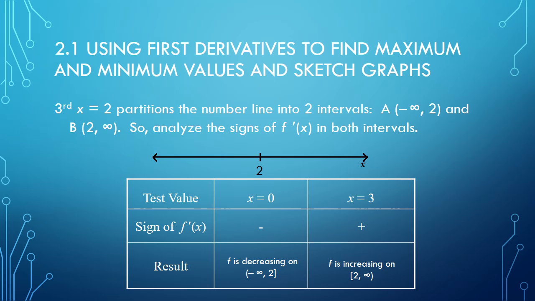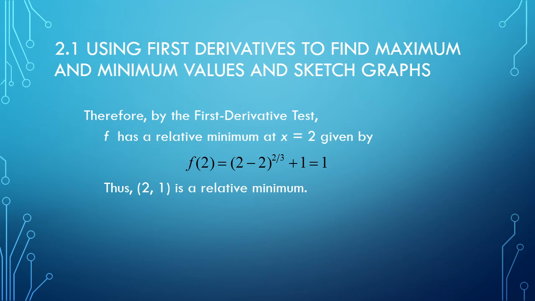And again, you see our little number line, and so we went through and checked. We tried 0 into the first derivative and got a negative, and then we tried 3 and got a positive, which means that 2 is going to be a relative minimum. And then we put 2 into the original problem and we get 1. So the point (2, 1) is a relative minimum.